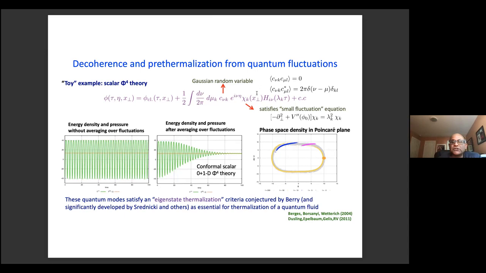And this can be understood by looking at the phase space density in this simplified example, the 0+1D theory, as a function of the field and its time derivative, so in the Poincaré plane, where you start with this initial Gaussian wave packet, and you see very quickly that it fills this Poincaré plane, just as you would expect for an ergodic system. So one sees there that these quantum modes seem to satisfy a kind of eigenstate thermalization, which was conjectured by Berry and significantly developed by Srednicki and others, as being essential for the thermalization of a quantum fluid. And this seems to explain this kind of pre-thermalization phenomenon that one sees, entirely arising from quantum fluctuations.